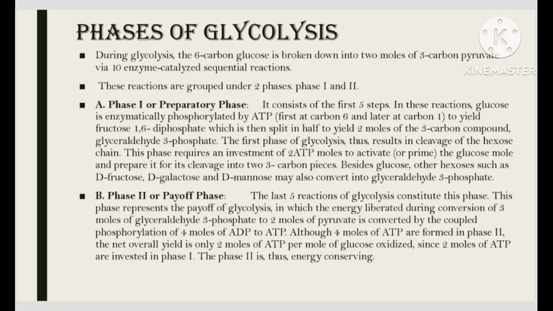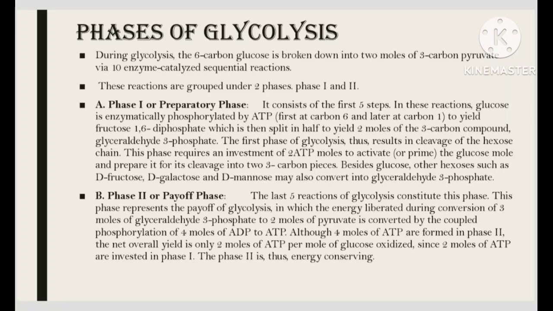Phases of glycolysis. During glycolysis, the 6-carbon glucose is broken down into 2 moles of 3-carbon pyruvate via 10 enzyme-catalyzed sequential reactions. These reactions are grouped under 2 phases: Phase 1 and Phase 2. A. Phase 1 or preparatory phase. It consists of the first 5 steps.